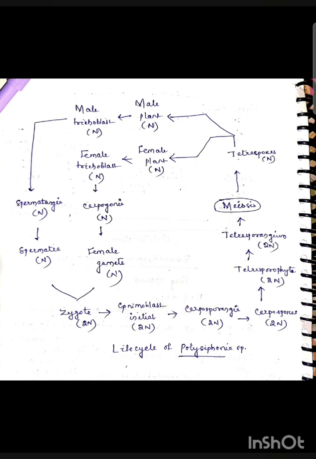So the life cycle of Polysiphonia is diplohaplontic or diplobiontic in nature. Okay, so this is all about your Unit 1 of the SSB Botany Lectureship examination syllabus. I have discussed all the things which are present in your Unit 1 very briefly, but I have discussed many important points.